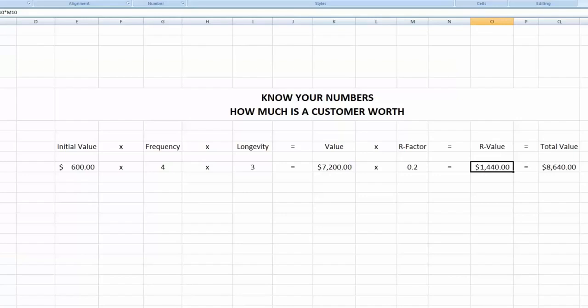It's how much is the initial order, how many times a year do they order, how many years they're going to stay with me, and what are the odds that they're going to recommend a new customer? They're going to contribute to that word of mouth. So now you'll see that our value is $1,440. So the total value of this customer, potential value, is $8,640. That is a far cry from the initial value here, right?